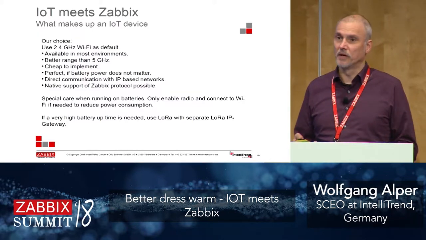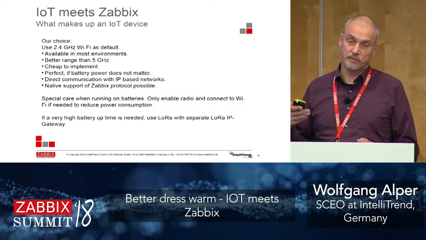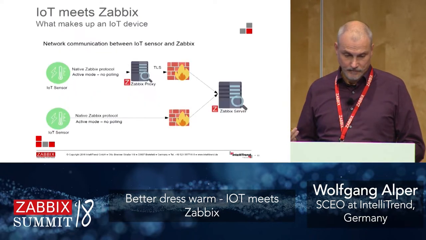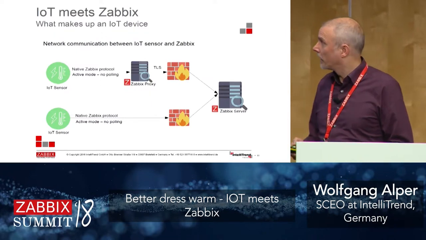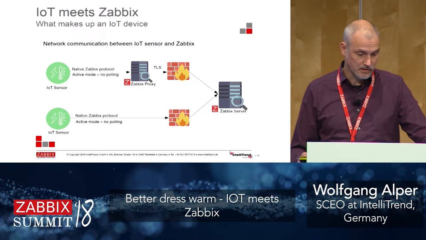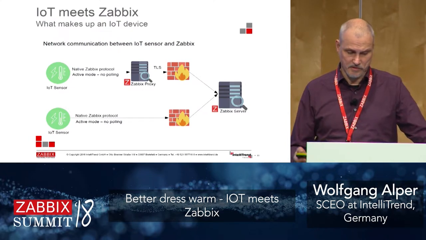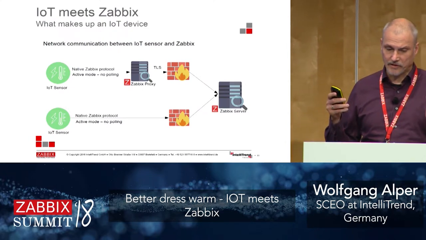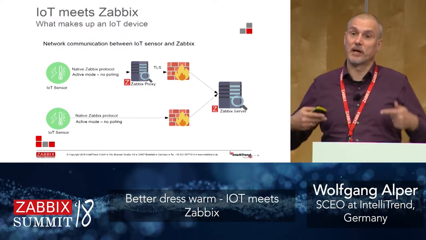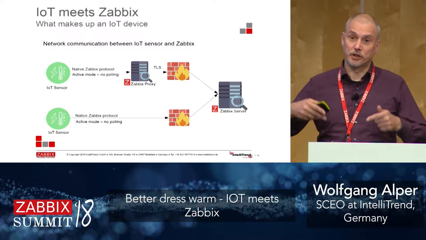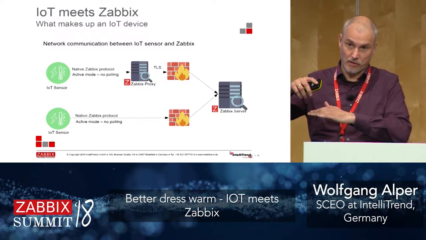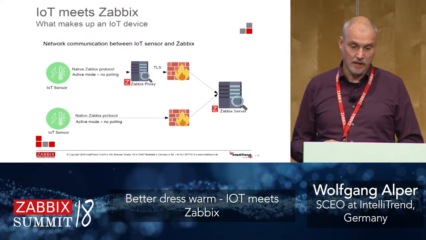So we only have to enable the radio transmitters and the Wi-Fi stack if it's needed. And that has led to the design that you can see on the slide here. Our IoT sensor will actively connect to a Zabbix proxy or a Zabbix server. So we can make a choice. We can say, well, it should connect now, so we can keep the power consumption as low as possible.